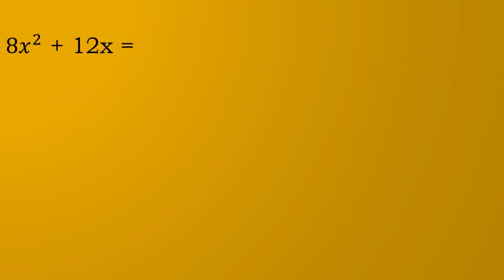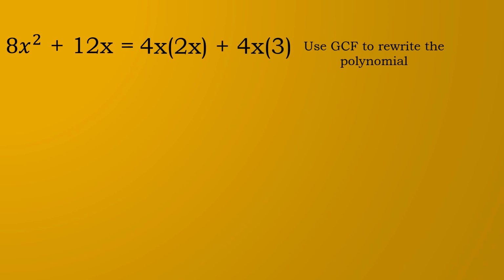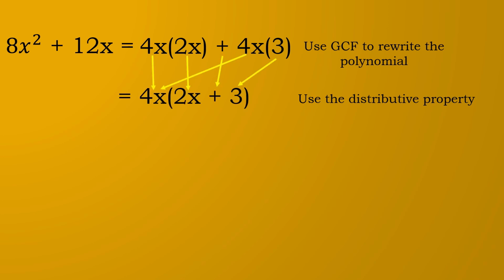Let's have a detailed explanation of these examples. 8x squared plus 12x. First step, use GCF to rewrite the polynomial. The GCF of 8x squared and 12x is 4x. We can express 8x squared as 4x times 2x, while 12x as 4x times 3. Then, we will factor out the GCF by using distributive property. We will have 4x times quantity 2x plus 3. Take note of the signs and the placement of the terms.